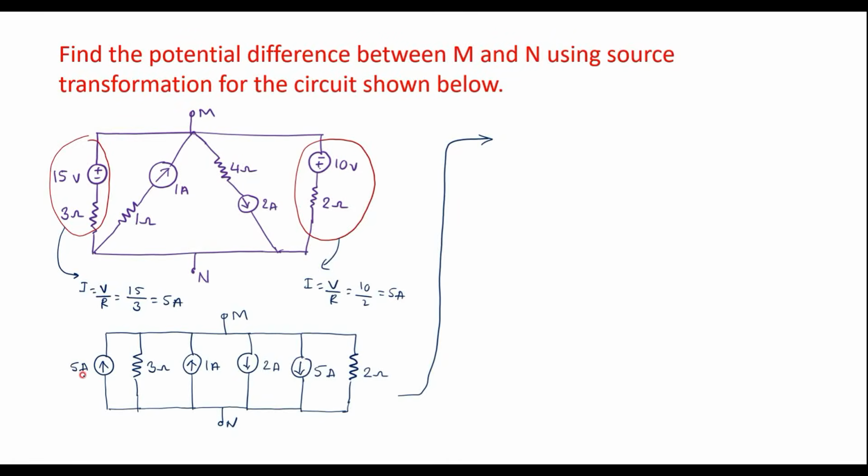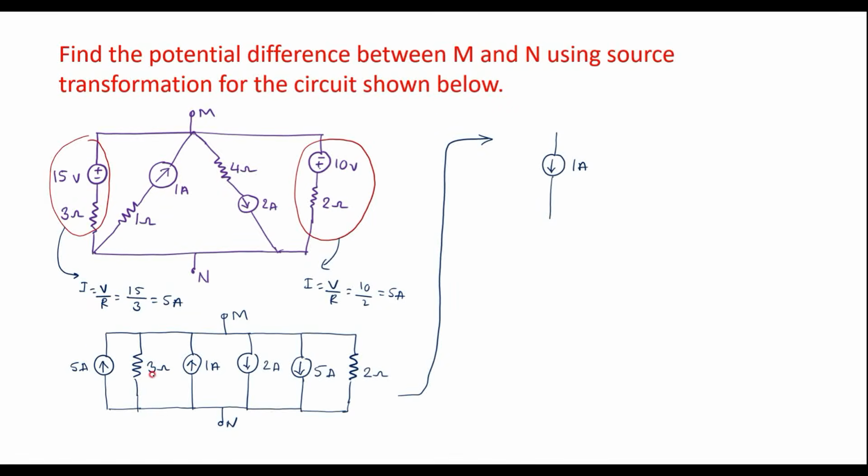Here we can observe that 5 amp source is up direction. Here this 5 amp source is down direction. So these two current sources will get cancelled. Here we have two more current sources. 2 is downward direction, 1 is upward direction. So I can replace these two current source by single current source of magnitude 1 amp, which is downward direction, because 2 minus 1, as both are opposite to each other, we have to take the difference and we have to consider the direction with respect to highest magnitude, that is downward direction.